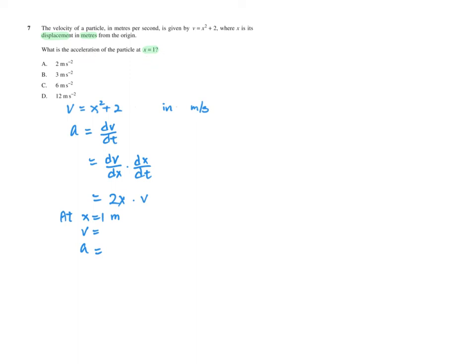So when x equal to 1, v should be equal to 3. And therefore a should be equal to 2 times 1 times 3 equals 6 meters per second squared. The answer is C.